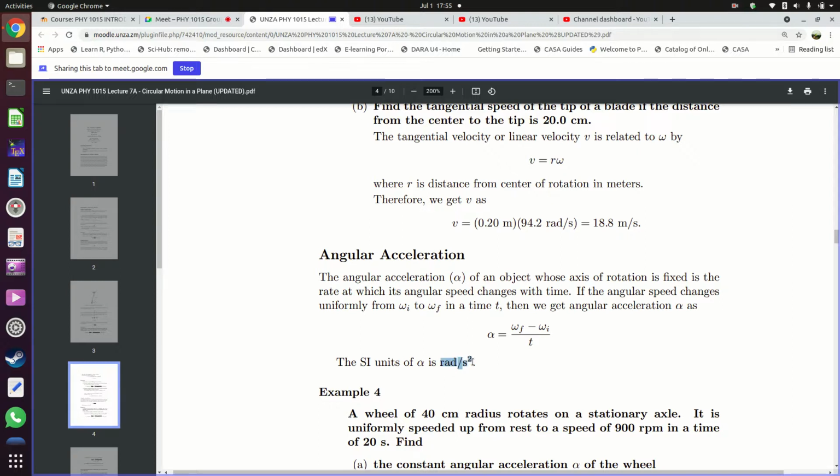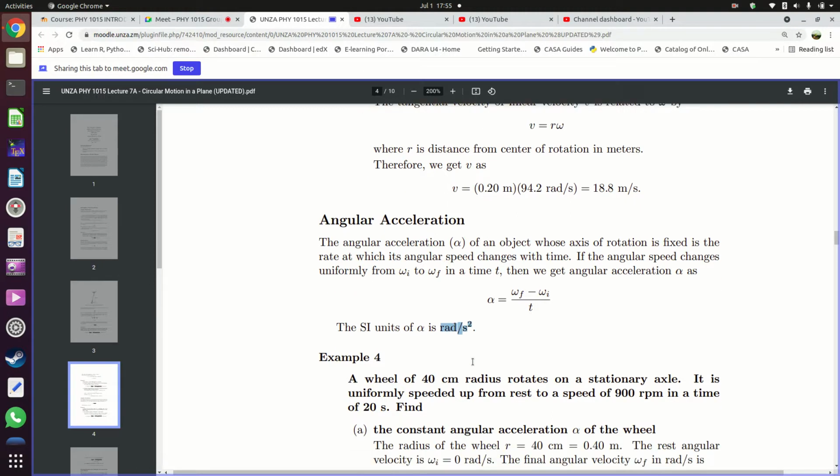Are we clear? So sometimes objects are going to spin faster, or objects are going to slow down as they are spinning. How fast the angular velocity is increasing, or how fast the angular velocity is reducing, that is what is referred to as angular acceleration. Are we clear?